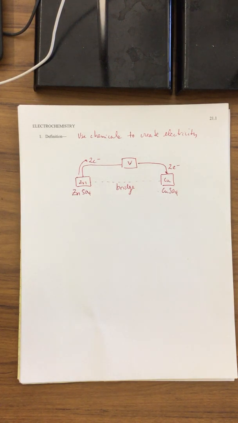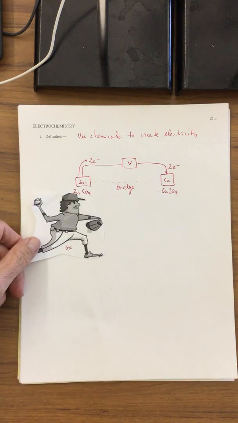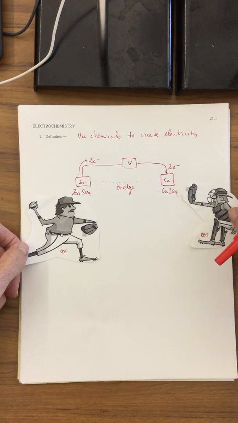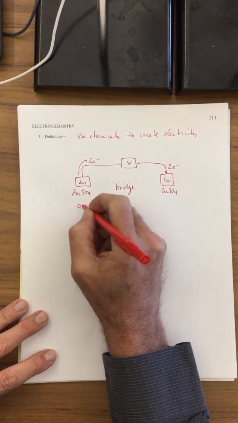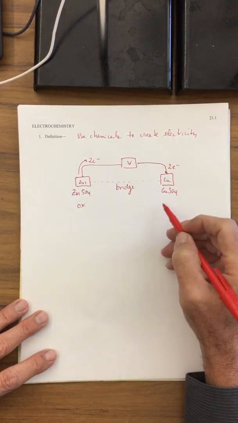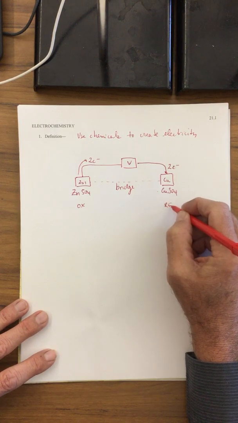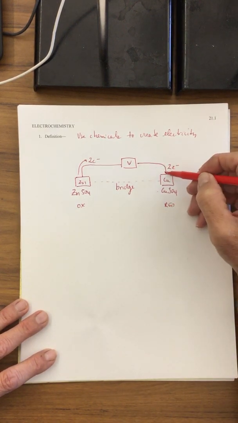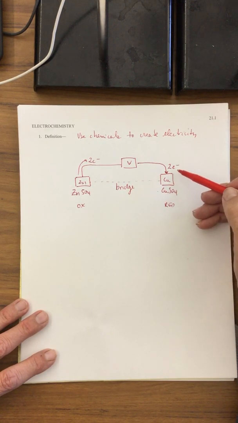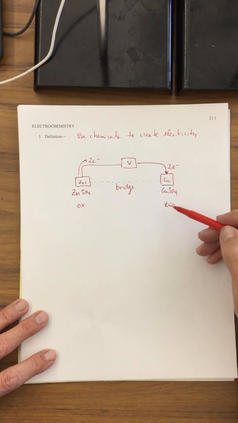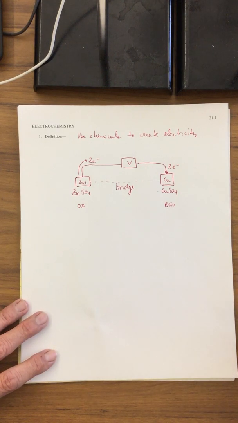So let's take a look at the two reactions that are taking place. Again, we have a reduction reaction and an oxidation reaction. Again, we've got our pitcher, we've got our catcher. So over here, we're having our oxidation reaction. Over here is the reduction reaction. And it's the reduction reaction because remember, it's receiving the electrons. It's getting the negatives. If it's getting the negatives, it's becoming reduced.